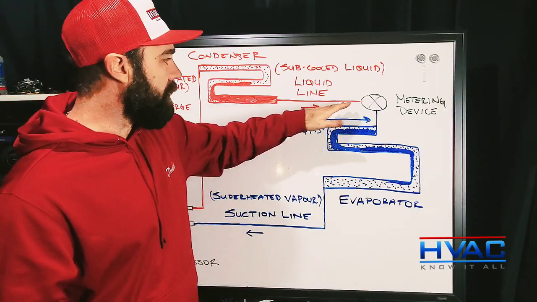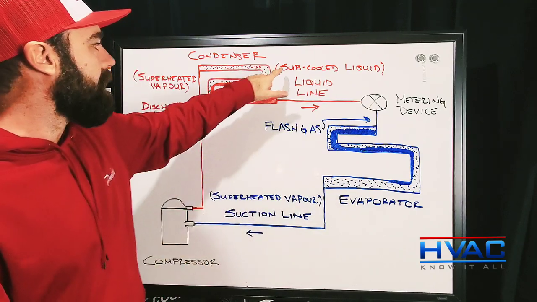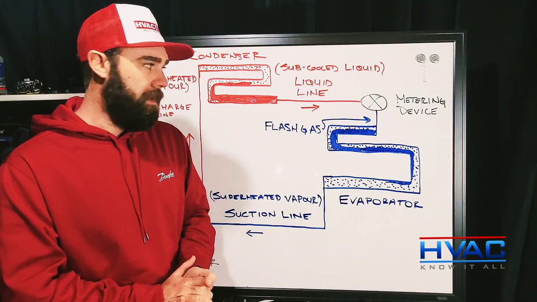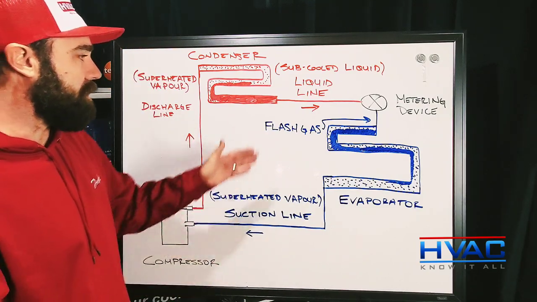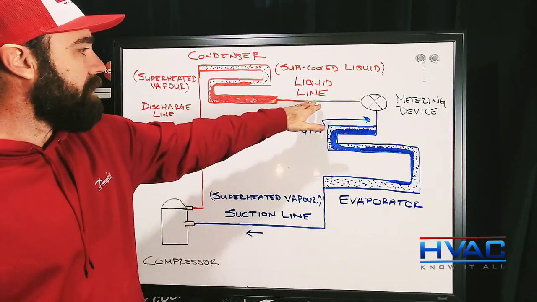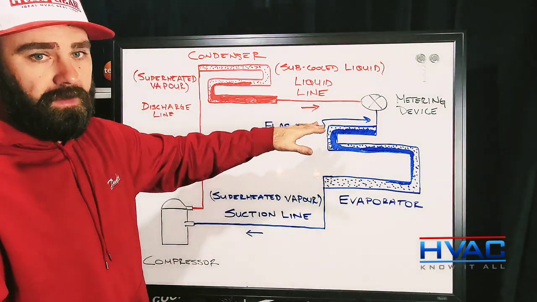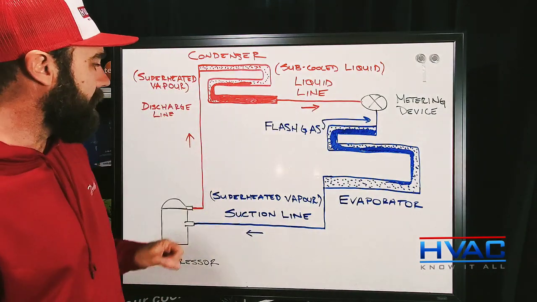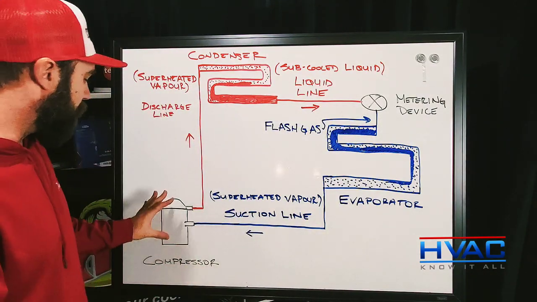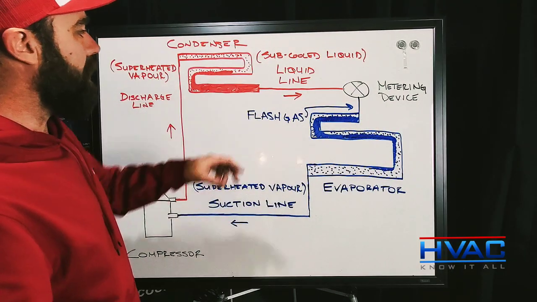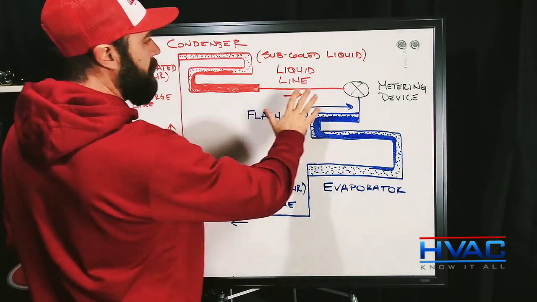Now we move through the liquid line. The liquid line is a subcooled liquid, as we talked about. So it's below saturation. So it's got some subcooling there, and it's a full column of liquid that moves through that liquid line. It's the only place in the system, essentially, where you're gonna have liquid, okay? This side and that side, it's gonna be vapor, because remember, we don't want the compressor to pump liquid, only vapor. So now that we have left the condenser, we're gonna move down the liquid line.